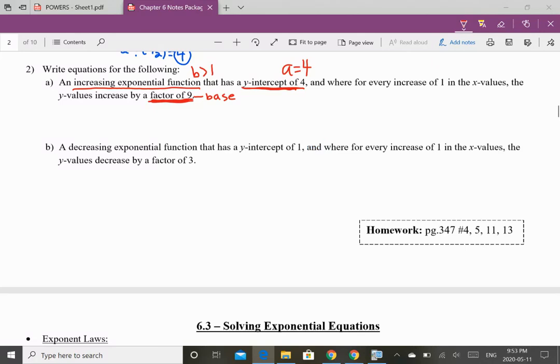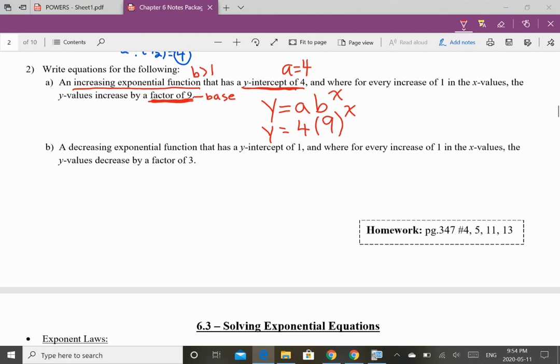So all we have to do is take what we are given and put it in the form y equals a times b to the x. Our y-intercept is 4, so a is 4. We have an increasing function, and it's increasing by a factor of 9. Our base is 9. Our exponent is x. 4 times 9 to the x.